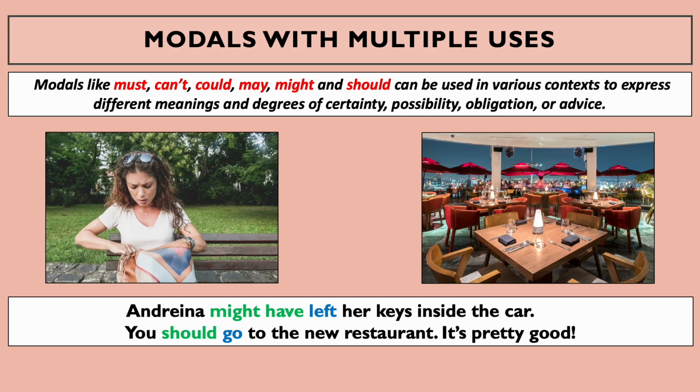We are not certain. In the second example, you should go to the new restaurant. It's pretty good. In this case, we're using should because we're talking about a suggestion. In this case, it's advice. You're not obligated, you're not forced to go to the restaurant, but it's a good idea.